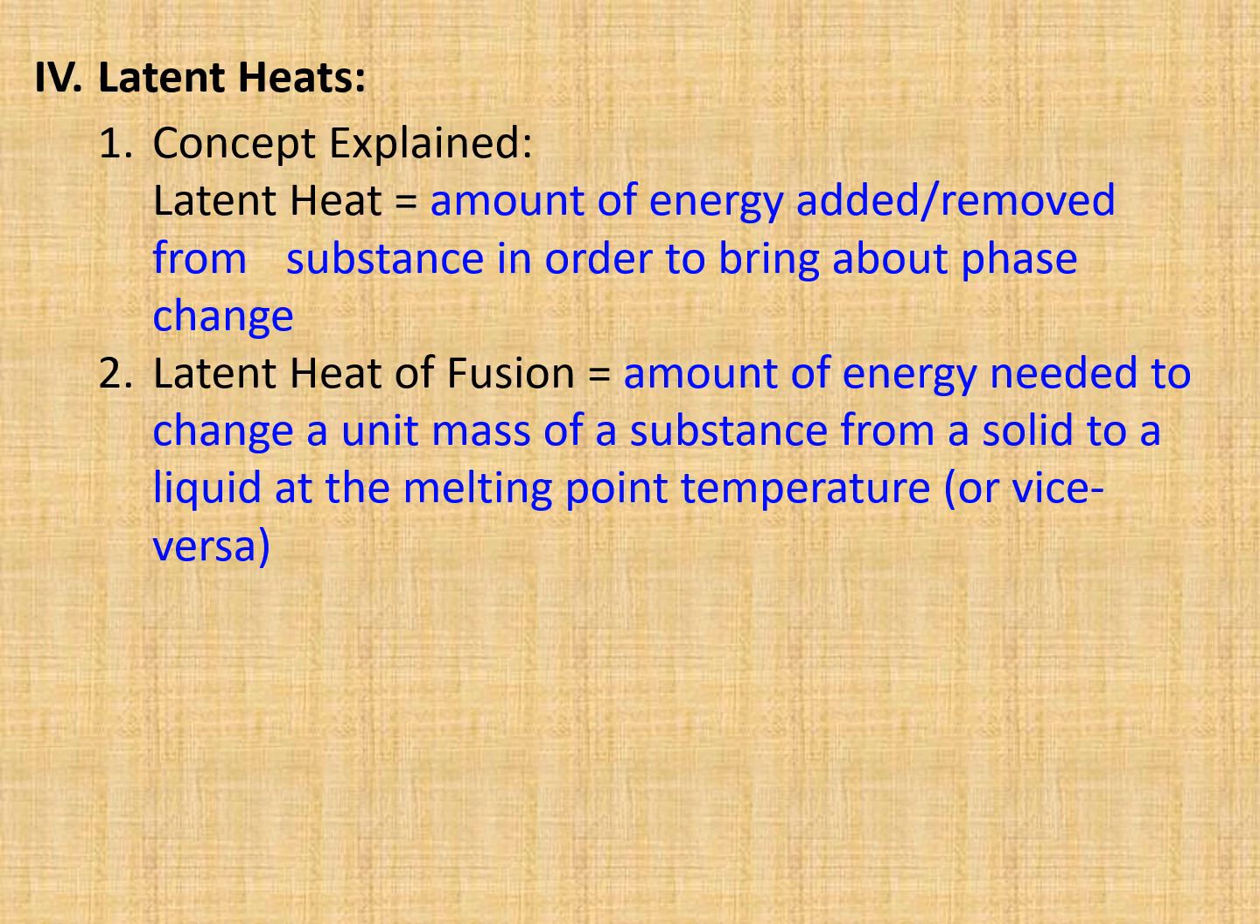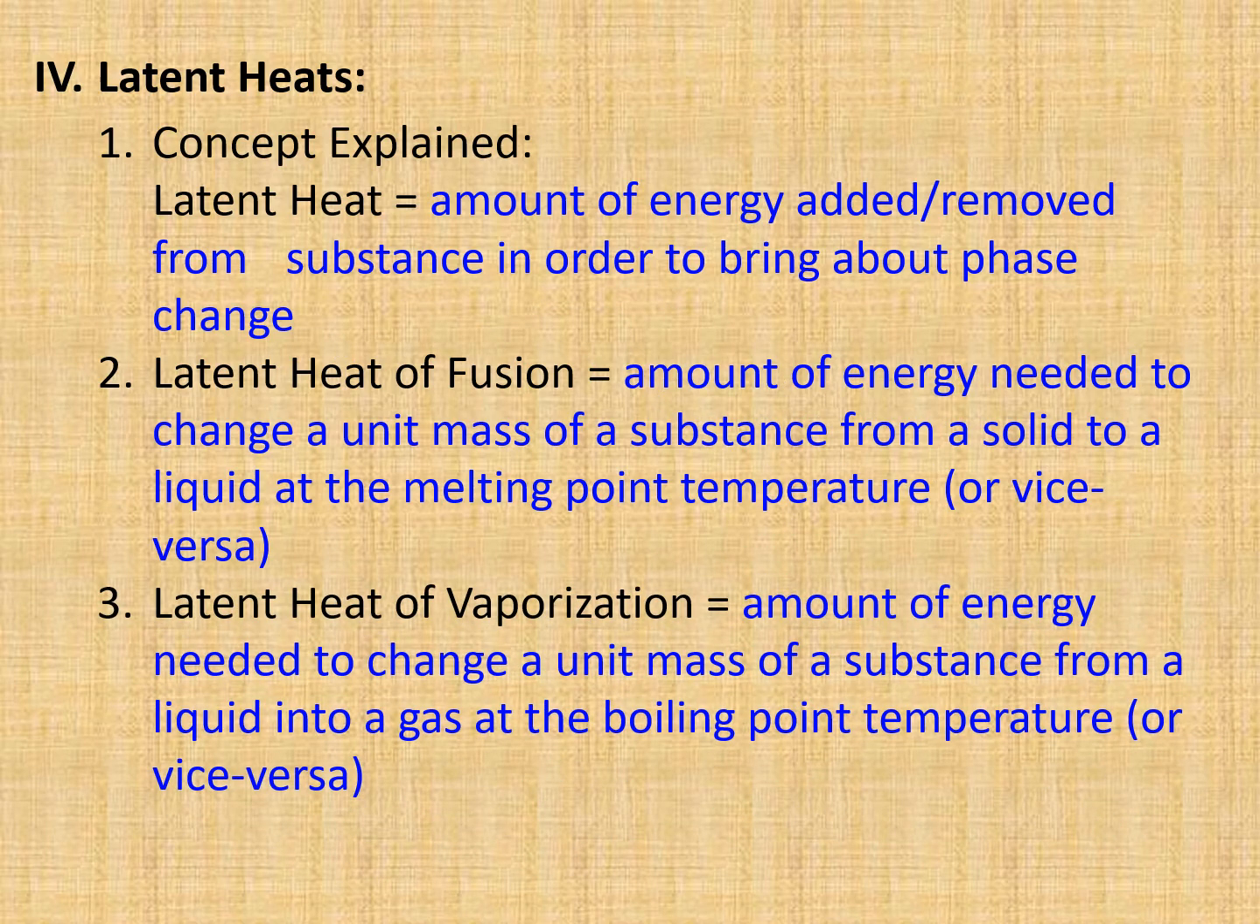It's the same amount of energy that must be removed from a liquid to convert it to a solid at the melting point temperature. So each substance has a unique value for that latent heat of fusion. And similarly, the latent heat of vaporization is defined to be the amount of energy needed to change a unit mass of a substance from a liquid into a gas at the boiling point temperature, or vice versa, the amount of energy removed from the gas to turn it into a liquid at the boiling point temperature. Once again, for the latent heats of vaporization, each specific substance has a unique value. It has a unique value of energy that is required to bring about that phase change.